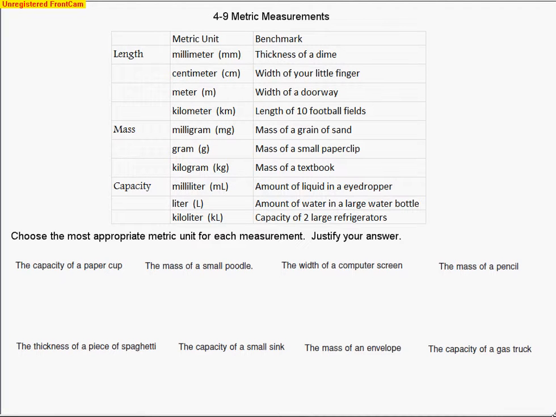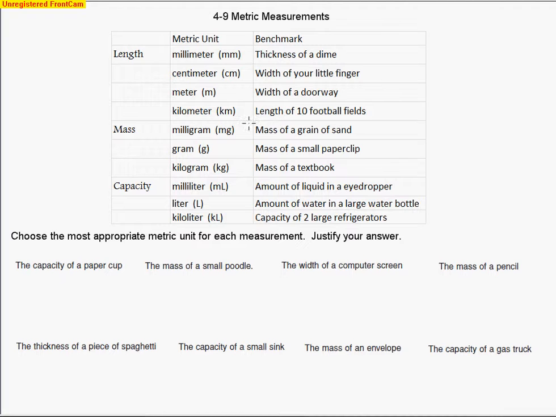Today we will be using the metric measurement system and taking a look at the different units that we have for it. We either are dealing with length, mass, or capacity. In length, we're going to be taking a look at millimeters. And a millimeter, again, the benchmark here is the thickness of a dime. A centimeter is the width of your little finger. The meter is about the width of a doorway. A kilometer is the length of 10 football fields.